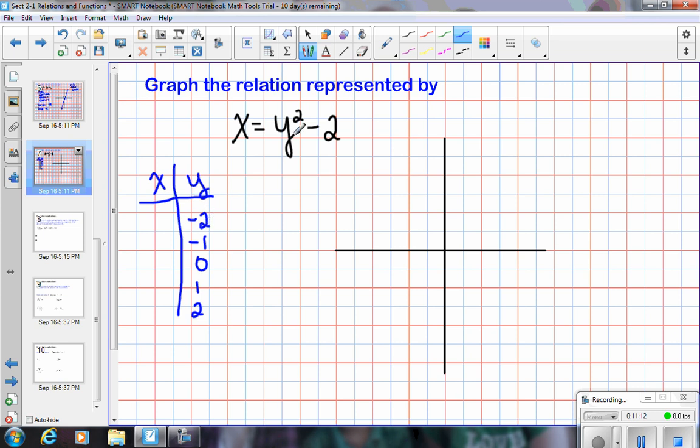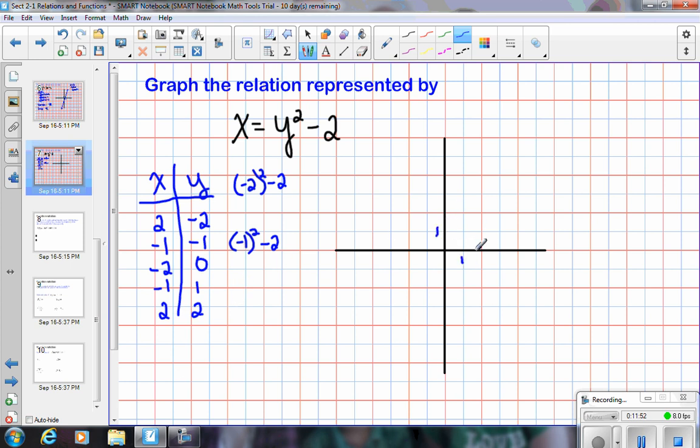So if you substitute in a -2, if you square a -2 and subtract 2, remember when you square a -2, you get 4 minus 2 is 2. Next, I'm going to square a -1, and when I do that, I get 1 and subtract 2, and I get -1. Square a 0, you get 0, subtract 2. Square a 1, you get 1, subtract 2. And square a 2, you get 4, and subtract 2. Now let's see what we have.